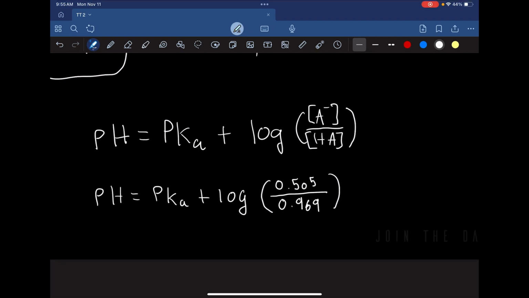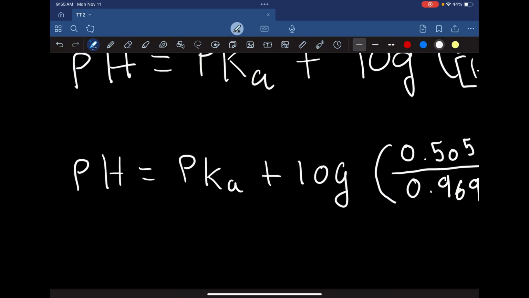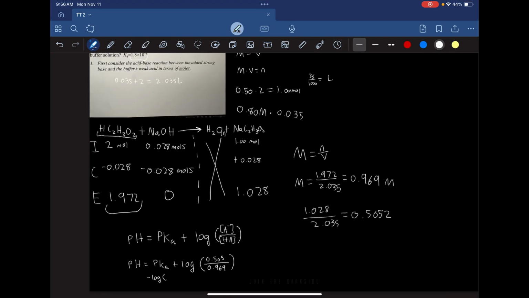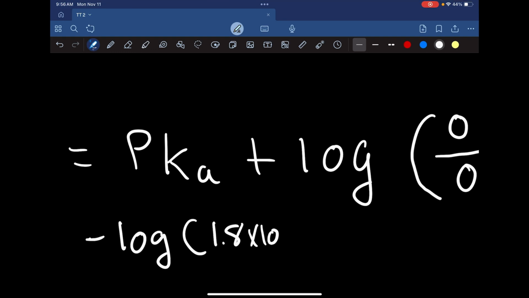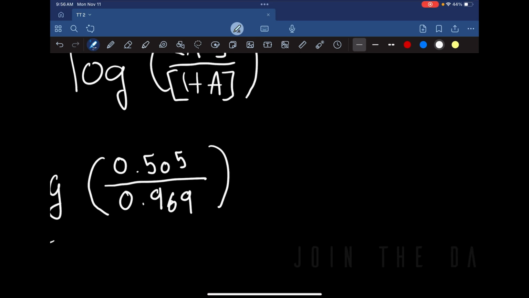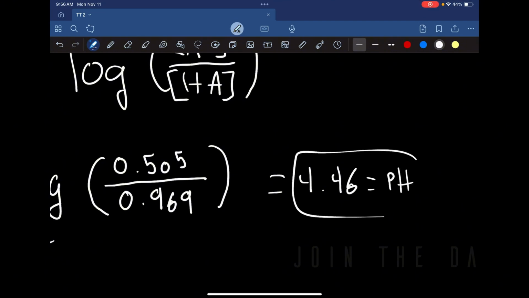Now when you solve this, our pKa, my fault, is the negative log of our Ka value right here, plus all of that. And our pH is equal to 4.46. Thank you.